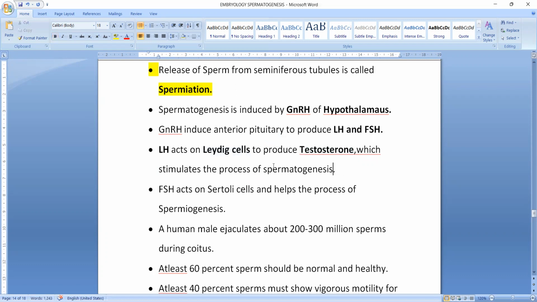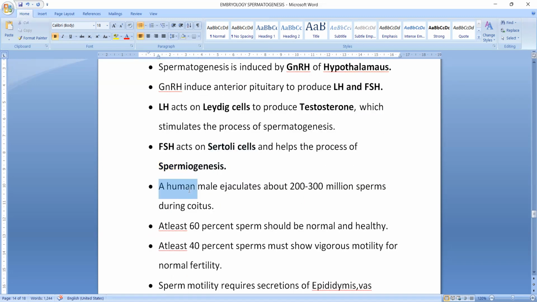So this was discussed many times, and here again it is repeated. Testosterone stimulates the process of spermatogenesis and also secondary sexual characters. FSH, the name itself indicating follicle stimulating hormone, acts on Sertoli cells, nutrient cells or nurse cells, and helps in the process of spermiogenesis, formation of spermatozoa.